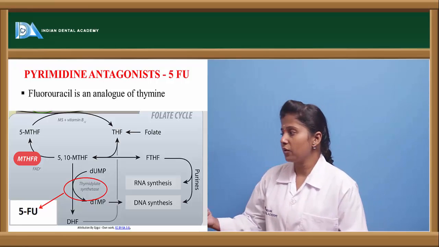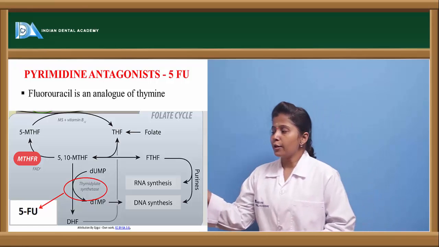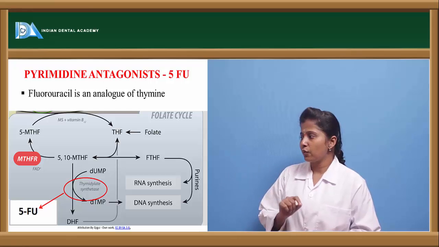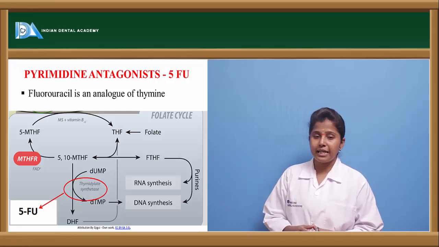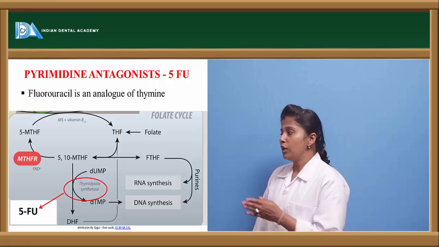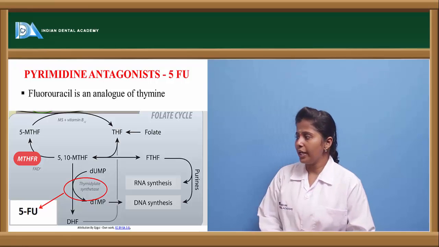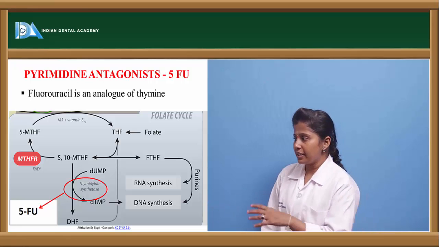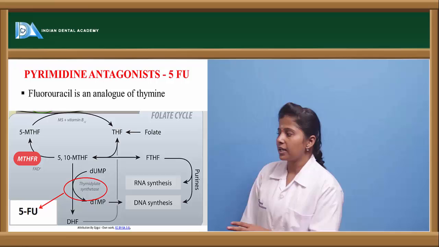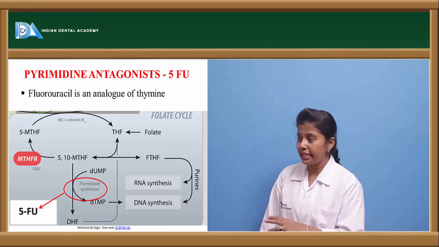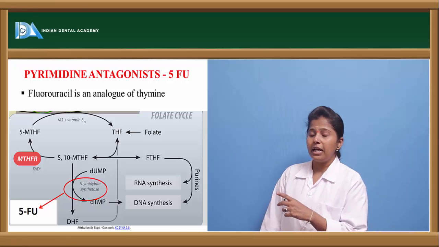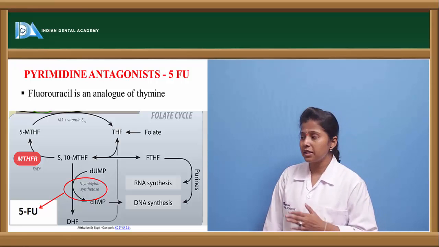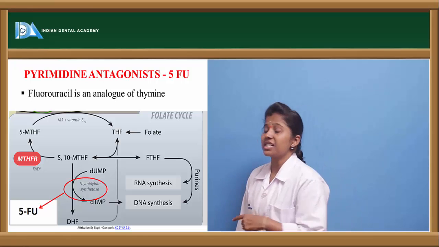Here we can see the pictorial representation, where folate is converted to tetrahydrofolate, and this tetrahydrofolate is converted to 5-THF, that is folic tetrahydrofolate, and this uses purines for RNA as well as DNA synthesis. And here this tetrahydrofolate is converted to 5,10-methyl tetrahydrofolate, and with the help of an enzyme called methyl tetrahydrofolate reductase, it is converted to 5-methyl tetrahydrofolate. So this is a cyclic chain.